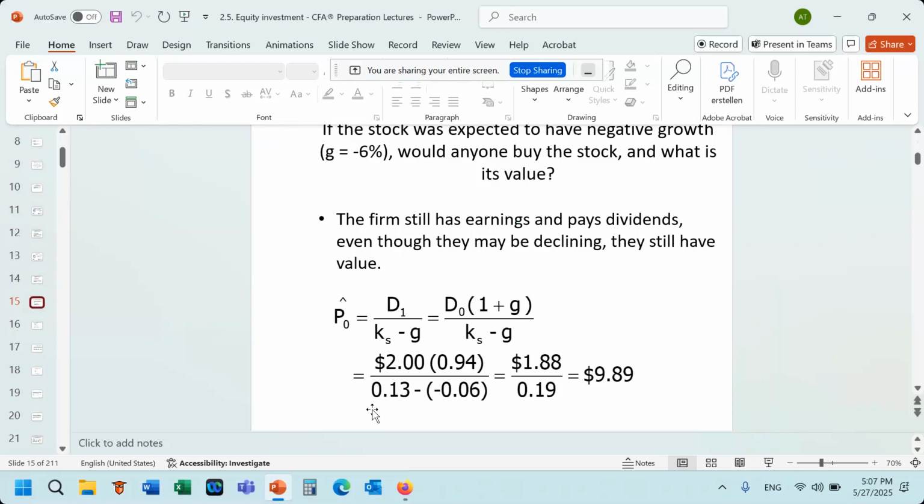The numerator is also different because the $2 dividend is also assumed to shrink at the growth rate of this company, which is negative. So we multiply 2 by 1 minus 0.06. So that would be 0.94. So we expect the next dividend to be $1.88. Divided by 0.19, we get $9.89 as the value of this company. And you see that the company that has negative growth, its value dramatically drops.